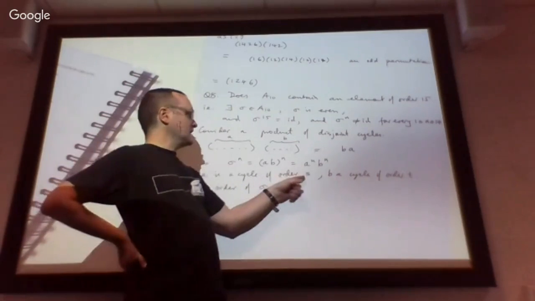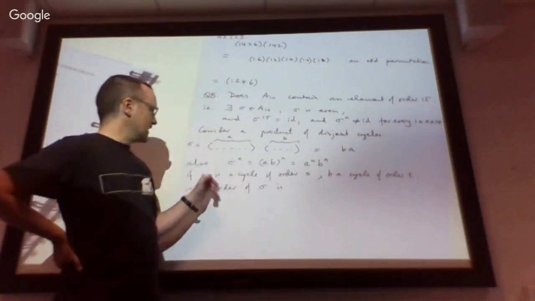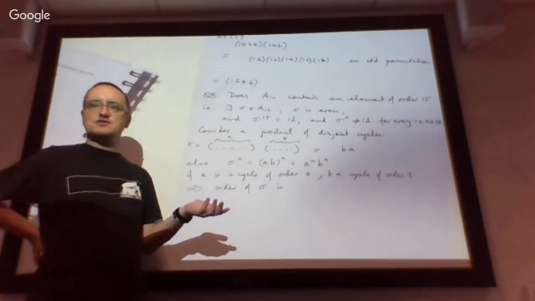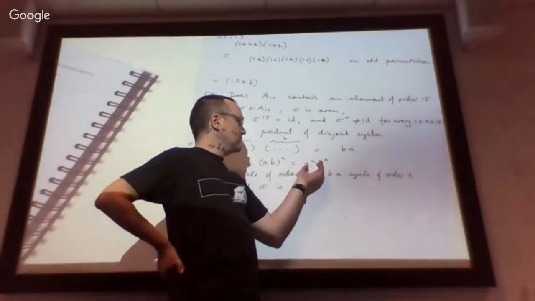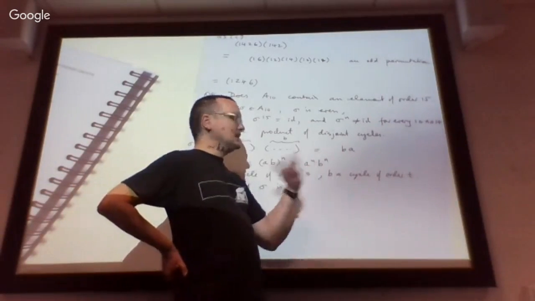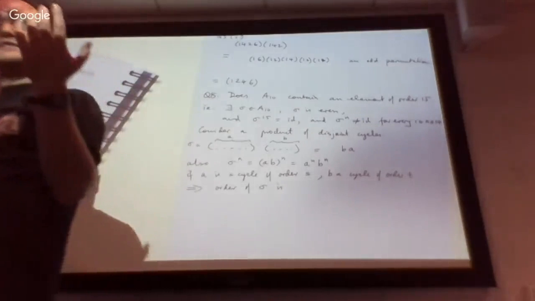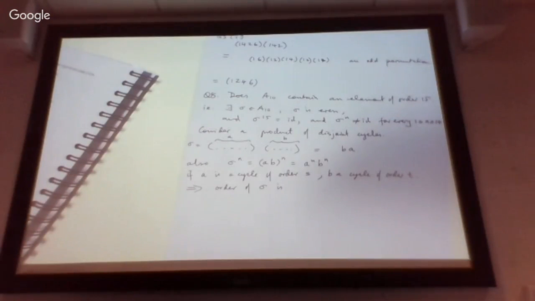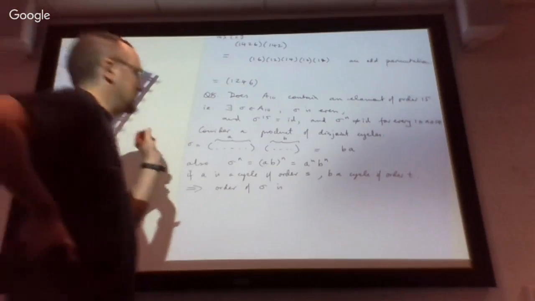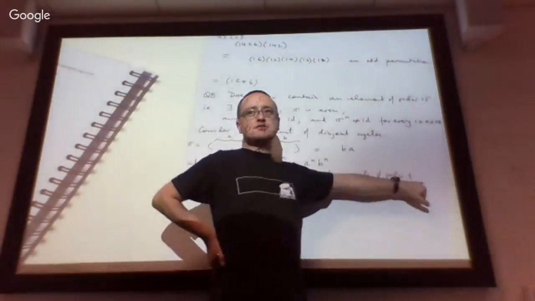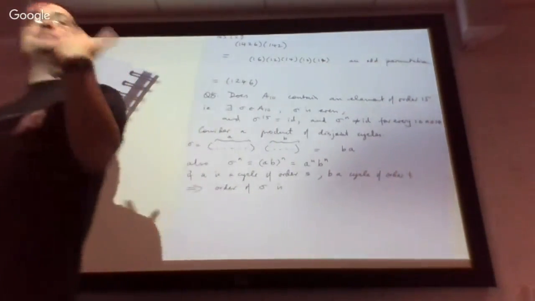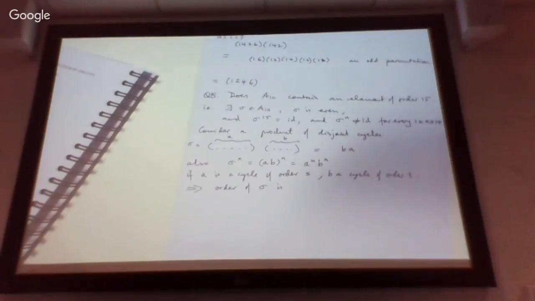But if A has order S, that means the only powers of A that are equal to the identity are multiples of S. And B has order T, so the only powers of B that are equal to the identity are multiples of T. That tells us what the order of sigma is going to be. So this order n has to simultaneously be a multiple of S and a multiple of T, and it has to be the first one of those that occurs.